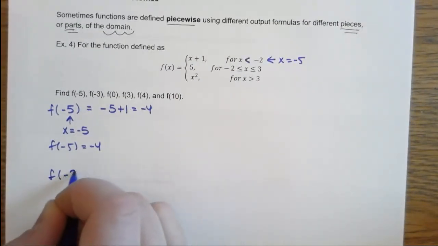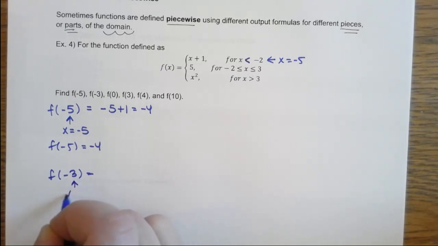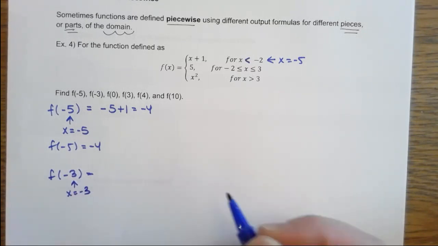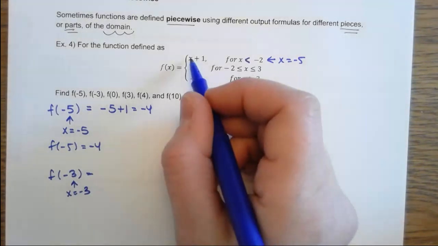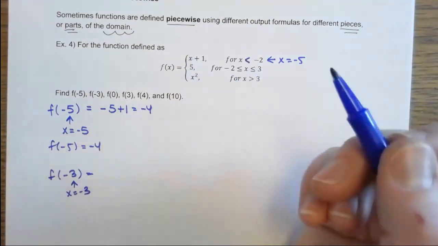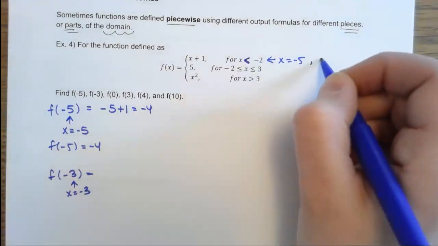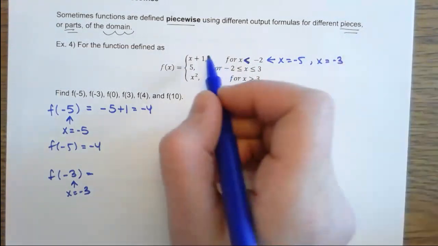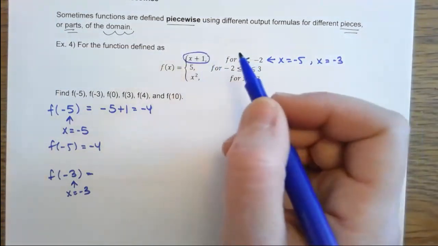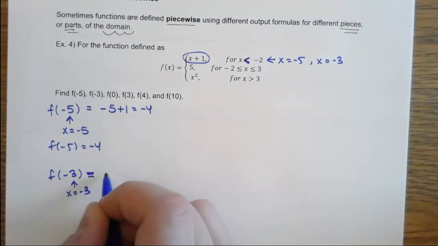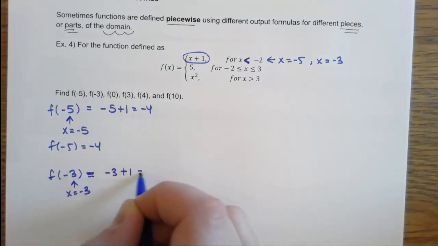For our second one, again, don't forget that is your x value. So your x value is -3. You're not plugging into everything. You're just using the one that makes sense. -3 is also less than -2. So it also fits in the first row. So I'm only using the first row here. So it would be -3 plus 1, which is -2.